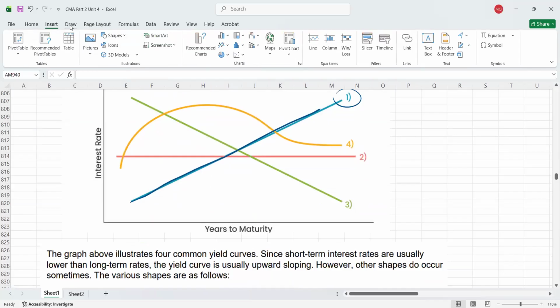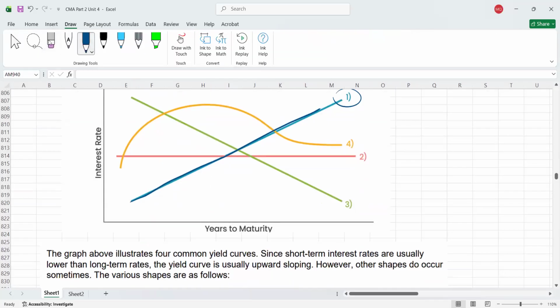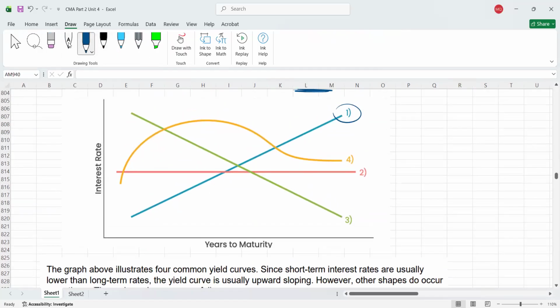What does it mean if the line is upward sloping? This line, I'm just naming it, it's called upward sloping. Point number one, upward sloping. If the yield curve line is upward sloping, so what does it mean? The interpretation is written there, but I'm just showing you.